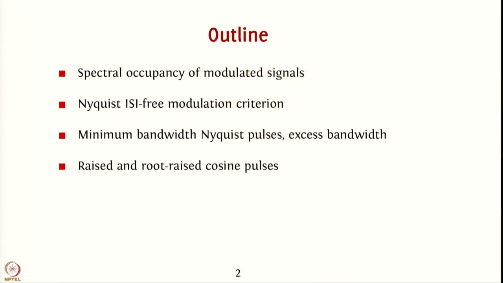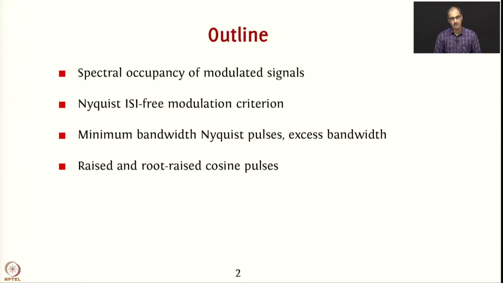As far as the outline goes, we will be particularly concerned about the spectral occupancy of modulated signals. We will then discuss the concept of Nyquist ISI-free modulation, which ensures that your symbols, when they are detected at the receiver, do not undergo any inter-symbol interference. We will then discuss minimum bandwidth Nyquist pulses and excess bandwidth and explore what trade-offs are involved in their design and use. Finally, we will look at raised cosine and root raised cosine pulses and how they offer an excellent trade-off to utilize the ISI-free signaling while also having other benefits.